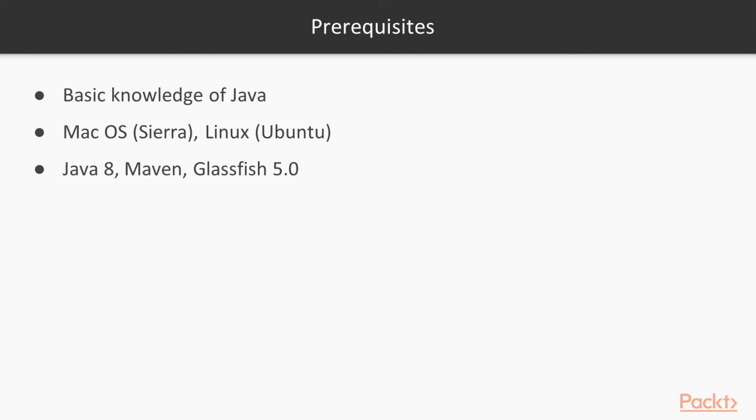During the course, we will build several demo projects which can be used as a reference in future. All demo projects were tested on macOS Sierra and on Ubuntu Linux 16.04. It also should run fine on Windows environment. You will need to have JDK 8, Maven, and Glassfish 5 installed to successfully run them. Now let's jump right into the course.